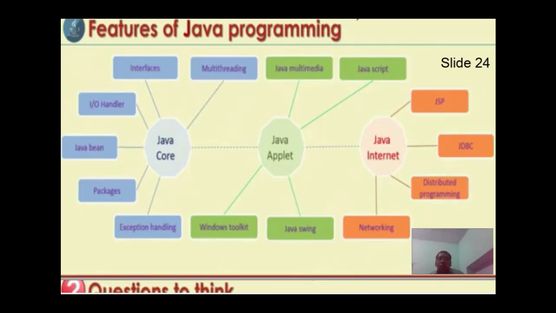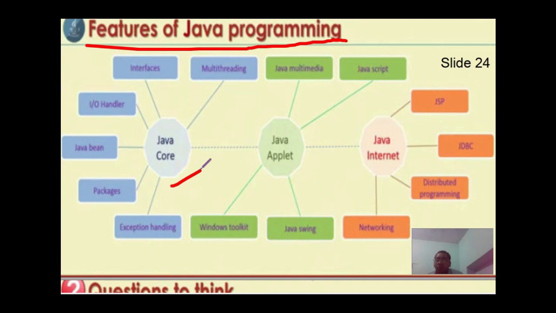Now we are discussing the features of Java programming. Java programming can do a lot for us. The tasks that Java can support for a programmer can be divided into three broad categories. The first category is Java core programming. Using Java, we can develop many large software, maybe system software or application software. So Java core is useful for developing system software as well as application software.